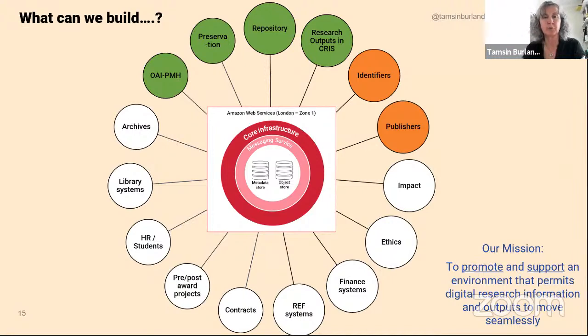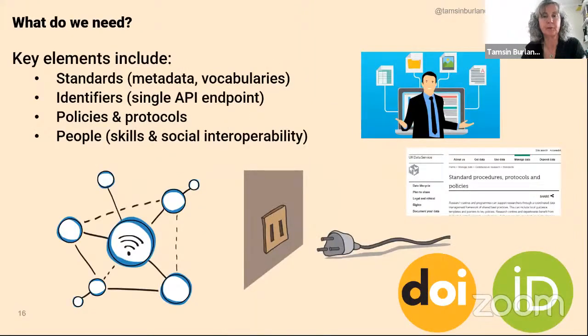CRIS systems and repositories. So what do we need? So everything in white here is aspirational. So what do we need to make it happen? Well, we need common standards and vocabulary, as if you didn't know, if we're going to build these content models and service adapters for different content types. We believe persistent identifiers are key for metadata exchange, and we're looking to build a single API endpoint for the service that will query multiple peer registries.